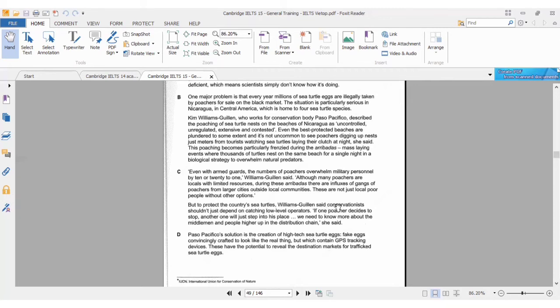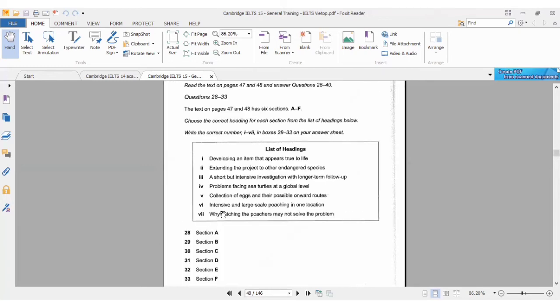William Gillen said conservationists shouldn't just depend on catching low level of predators. And what he's trying to say here is, if you catch one person, if one person stops, another person will continue. So you really want to know the people that they are going to give those eggs to. You want to know the destination of those eggs, okay? And so honestly, you don't need any, you know, story. Your answer is Roman figure 7. Your answer for section C is Roman figure 7.